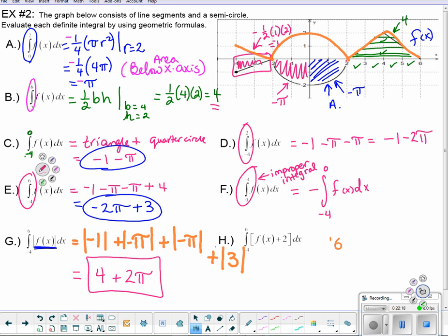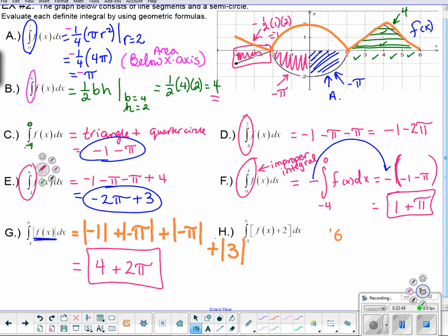-4 to 0. Opposite of, let's see, we had -1 for the triangle area, negative pi for the quarter circle. And I don't want absolute values. I do want just parentheses. And I've got my negative sign brought in here. So I get opposite of -1 is +1 plus pi. So how about a 1 plus pi? And finally, our last one, what do we got to do here? Ooh, this one's a tricky one.